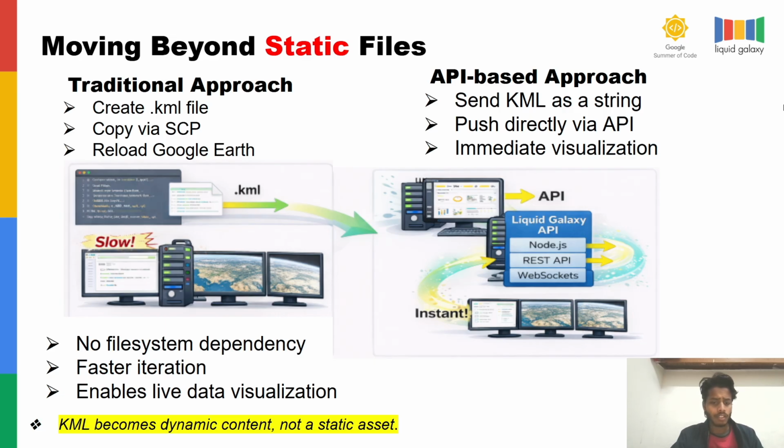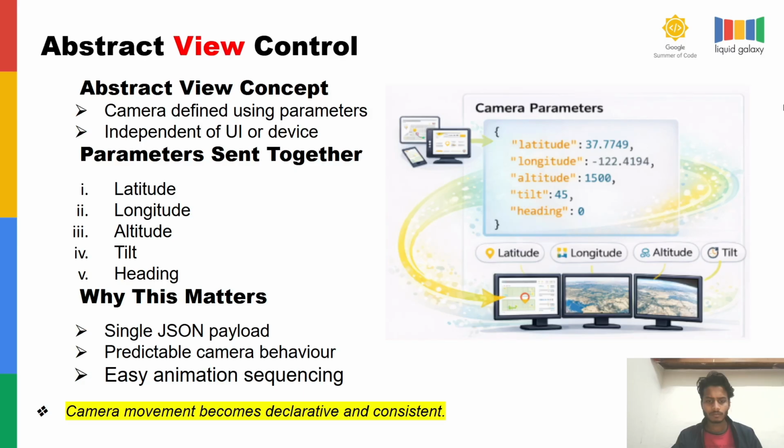And because KML is now dynamic, this also enables something very powerful, that is live data visualization. You can generate KML on the fly from APIs, sensors, or external data sources and push it directly to the Liquid Galaxy. So KML is no longer a static asset that you manage carefully. It has become dynamic content that you control in real time. And once the KML becomes dynamic, the next natural step is to make camera movement just as flexible and predictable.